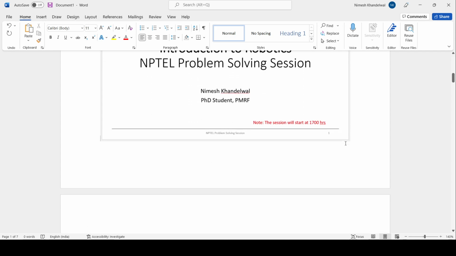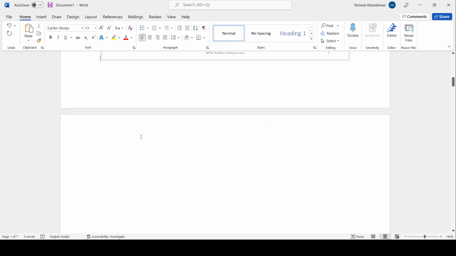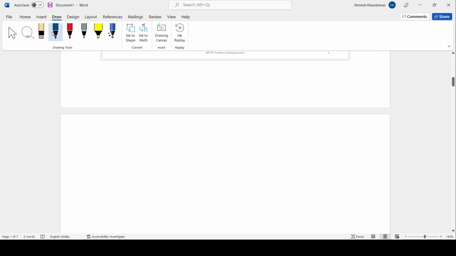Okay, so let me write the equation of our system. Last week, you studied probability, Bayes theorem, and the Bayes filter. How does the Bayes filter work? The Kalman filter is also a Bayes filter based algorithm.